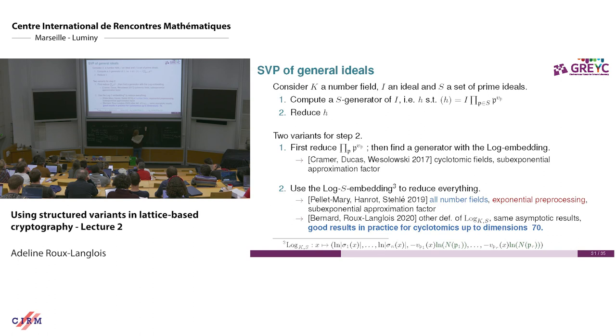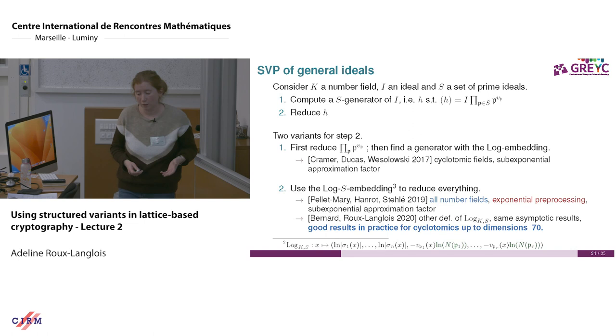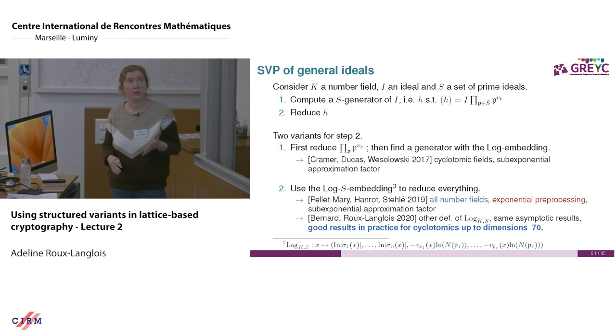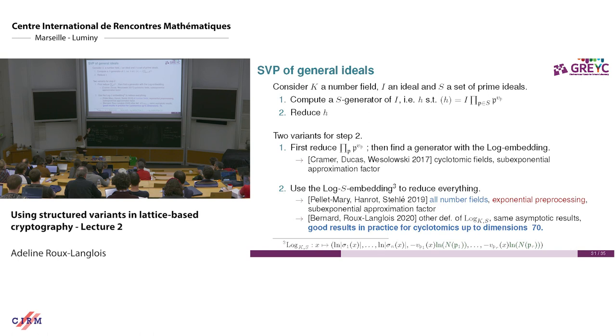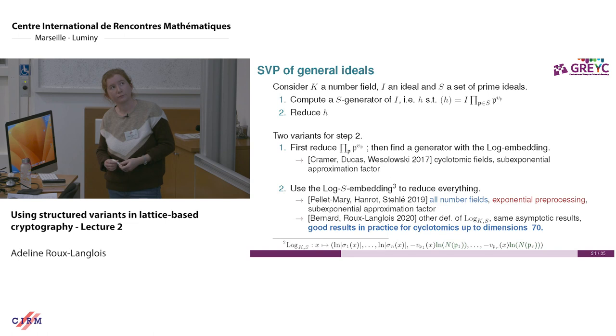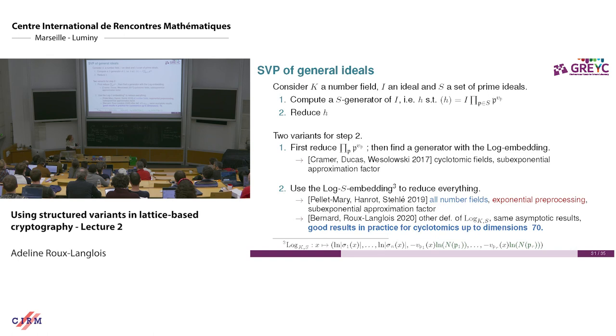So you choose a factor basis. And instead of finding an H generator of your ideal, now you will find an S generator of your ideal, meaning an H that you can write as on my slide, okay? So this first step, you can also do it in quantum polytime. The question is, how do you do the second step? Because now the second step is a bit trickier.